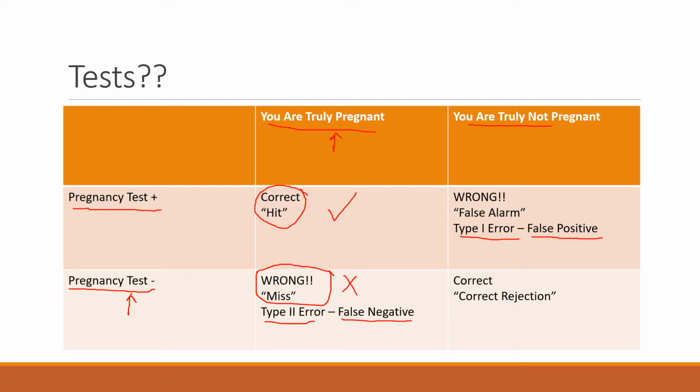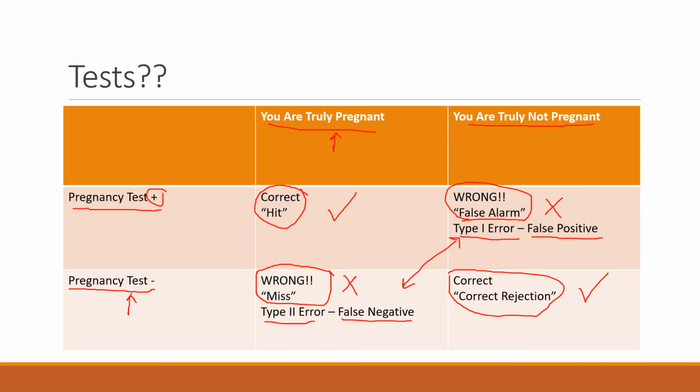This occurs when you're not pregnant, but the test is positive. And so that is a false alarm. It's also wrong. And so this is our second way to be wrong. So there are two ways to be wrong here, right? You can be pregnant and get a negative test, and that's a type 2 error, or you can be not pregnant and get a positive test, and that's a type 1 error. There are also two ways to be right. You're not pregnant and you get a negative pregnancy test. That's a correct judgment again, and we call that a correct rejection. So when we take tests, we have to realize that we have hits, we have correct rejections, we have false alarms, and we have misses.